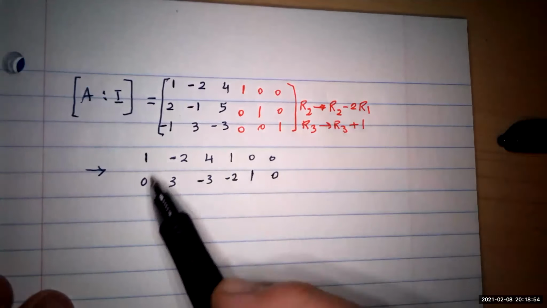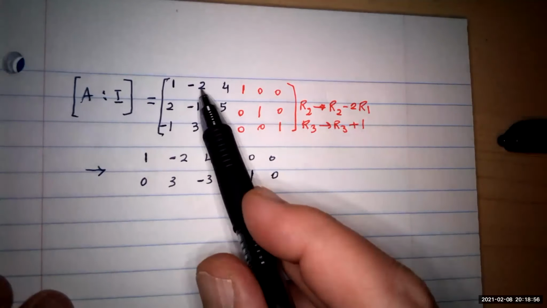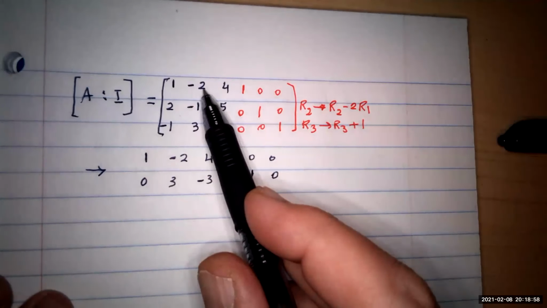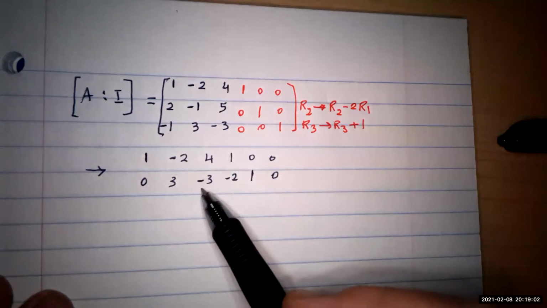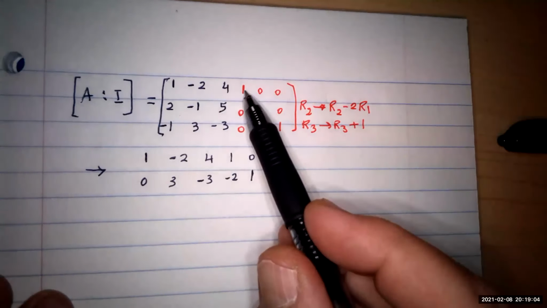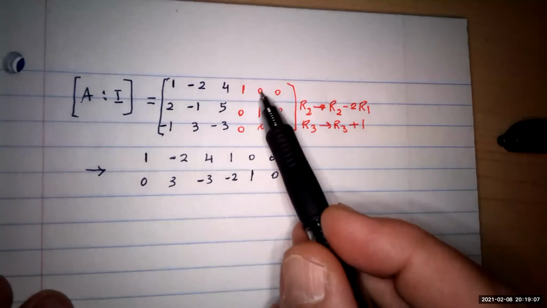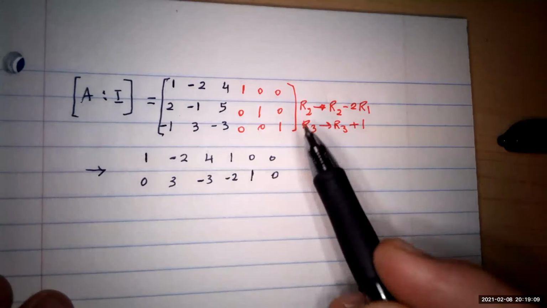Okay, R2 minus 2 R1. So 2 R1, that makes it to the positive 4, so we get a 3. -8, we get a -3 here. And this is going to be just a -2. And this is going to be 0 and a 0.